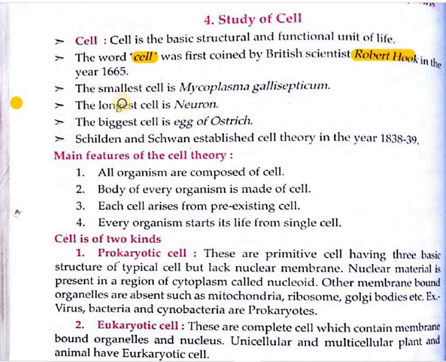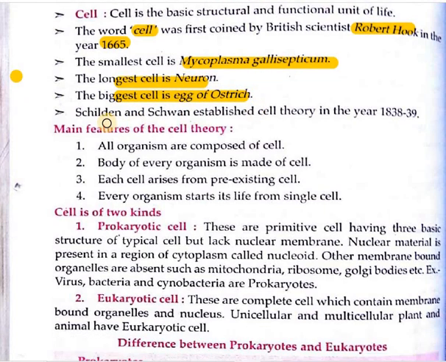In 1665, the smallest cell, Mycoplasma gallisepticum. What is the smallest cell? Mycoplasma gallisepticum. Longest cell, neuron. The biggest cell is the egg of the ostrich.